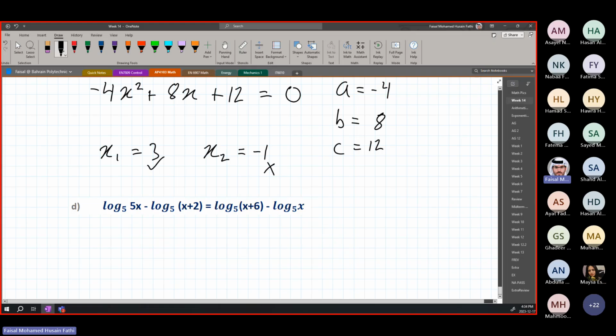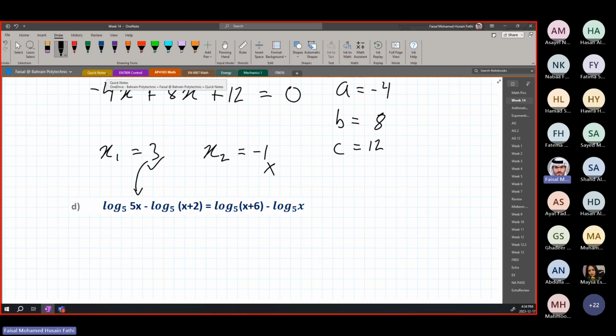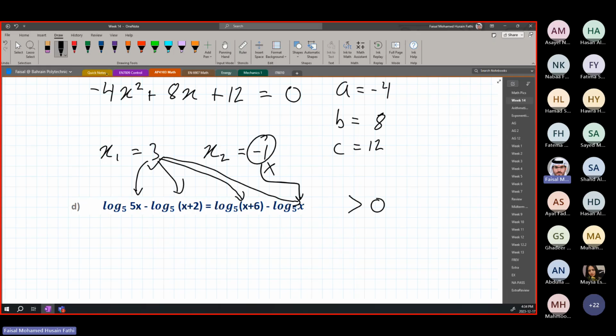Because it's negative, and not just because it's negative. No, we have to check it in here. If we substitute 3 back into any of these logs, into any of the x's here, then it will always be positive. But if we substitute the minus 1 in this one, or in the very first one, it will give us a log of a negative number, which is not possible. So this is rejected. Your final answer is x is equal to 3.